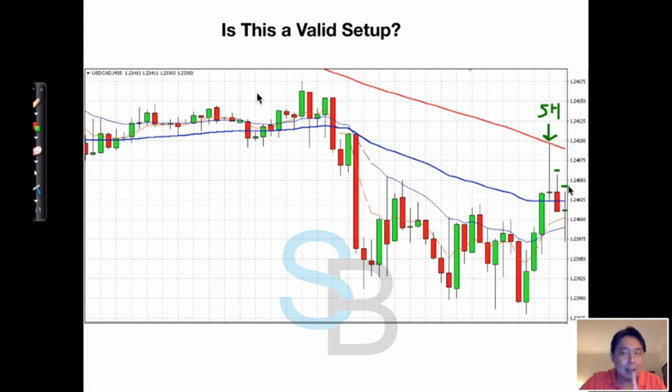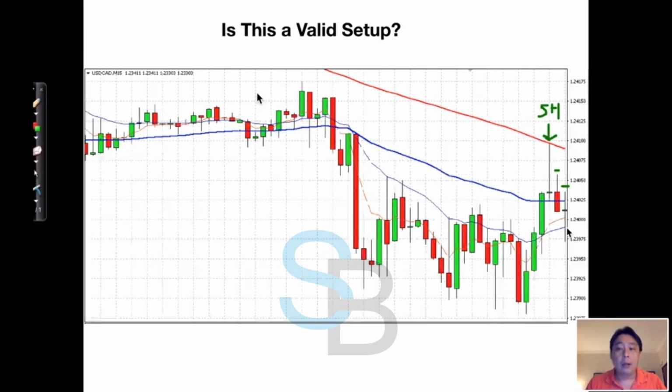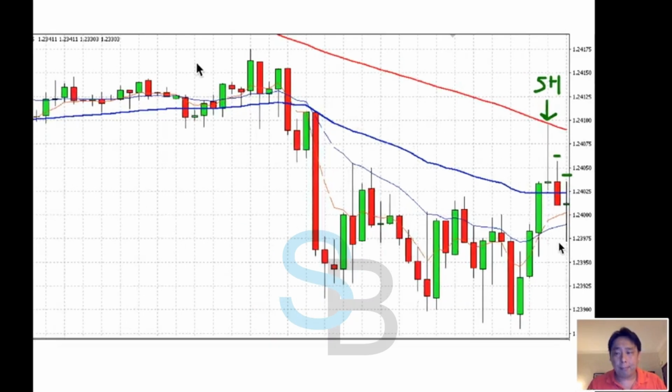Take a few seconds to think about it. Well, the answer is no, it's not a valid trade. Why? Because yes, you've got that signal, you've got that swing high, pullback, but notice it's on a downtrend. We do not want to go long on a downtrend. How do you know it's a downtrend? Because the moving averages are sloping down.